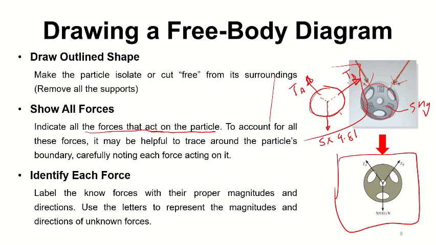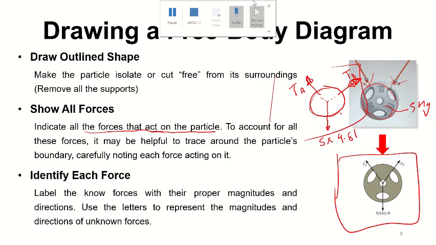Say if somebody uses the direction on this side, and somebody else uses the direction on the other side for an unknown force, it is still okay. If you apply the equilibrium equation, you will get the correct direction. We'll look at that when we are discussing the examples.